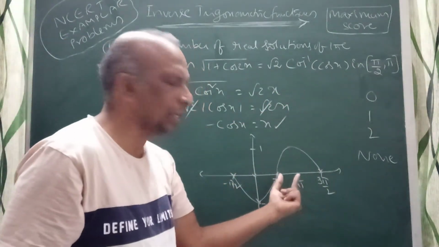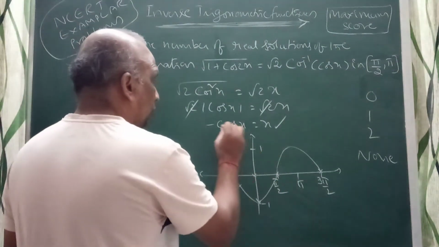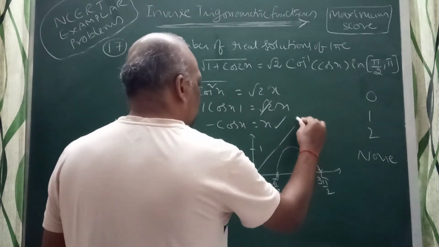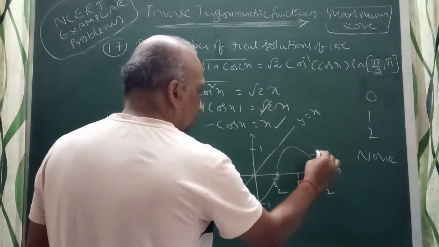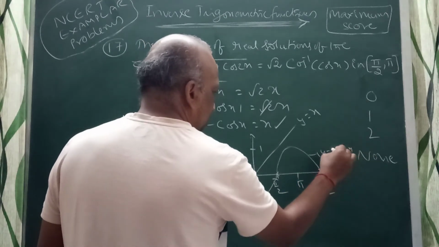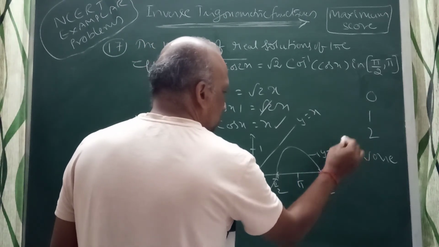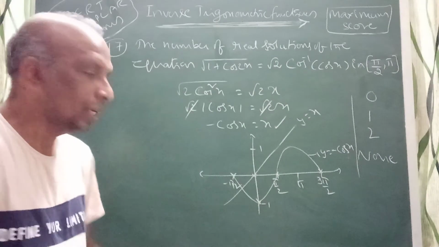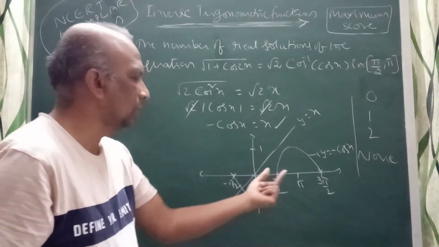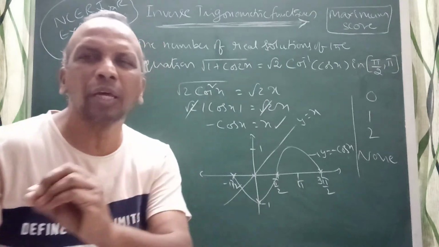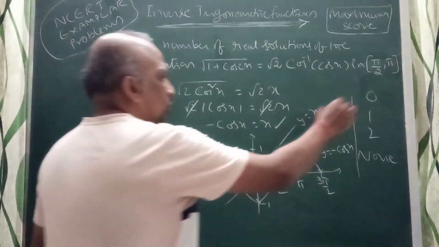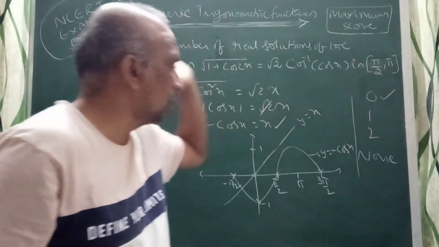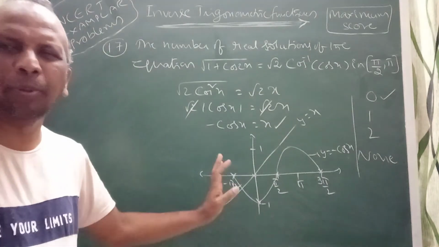Between pi by 2 comma pi, they are asking here. Then this is the graph of y equal minus cos x. This is the graph of y equal x. Right, y equal minus cos x. There is no common point. There is no real solution. They are not intersecting between pi by 2 comma pi. There are no real solutions. So the number of real solutions in the interval pi by 2 comma pi is equal to 0. That will be our answer.